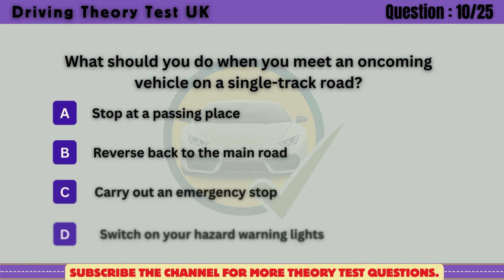Question 10. What should you do when you meet an oncoming vehicle on a single-track road? A. Stop at a passing place. B. Reverse back to the main road. C. Carry out an emergency stop. D. Switch on your hazard warning lights.